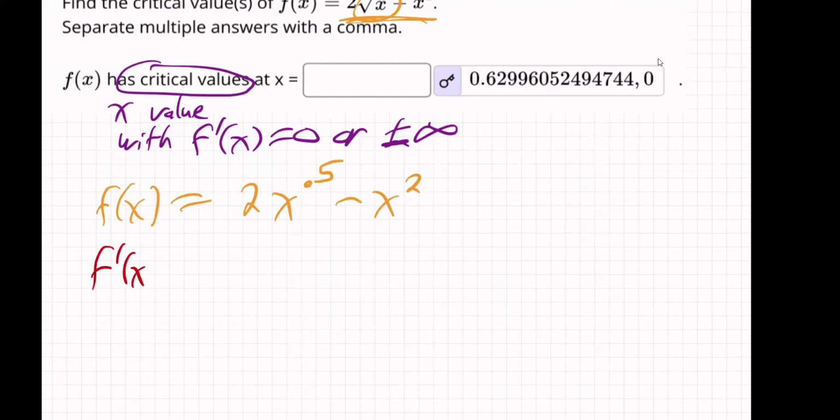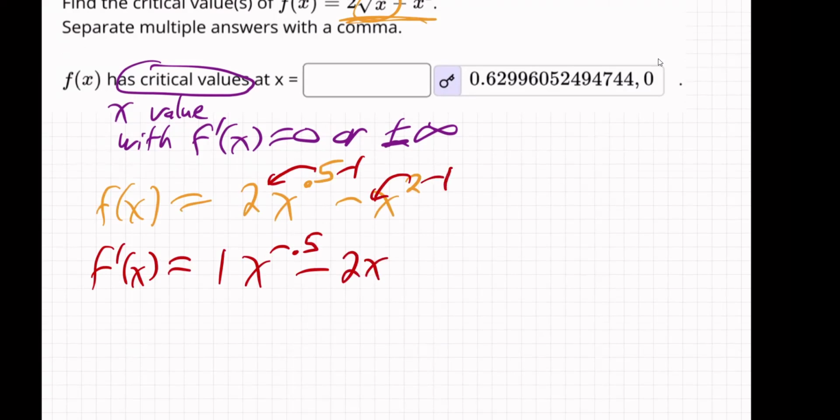So let's take the derivative. So that 0.5, that'll be half of 2, which is 1, and subtract 1 from the power, so minus 0.5, minus, and then bring down the 2. Subtract 1 from the power, so it's just x to the 1. There we go. There's the derivative.